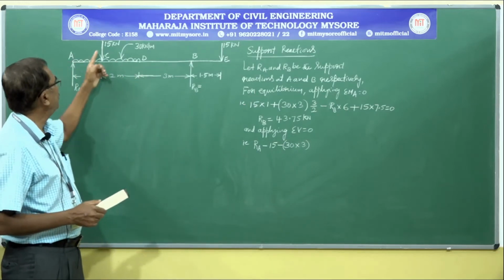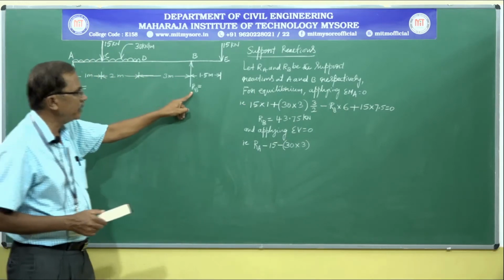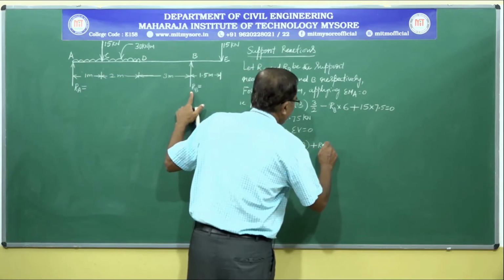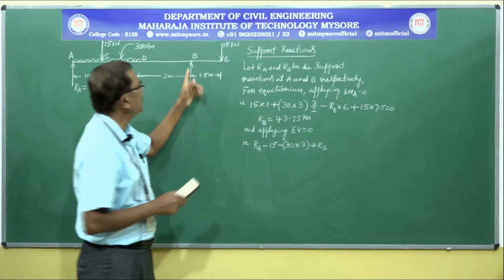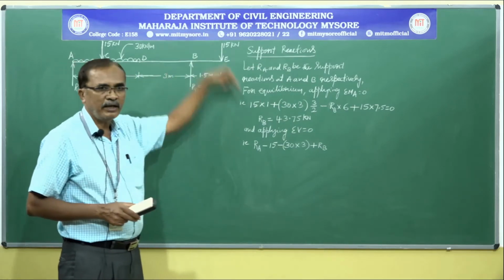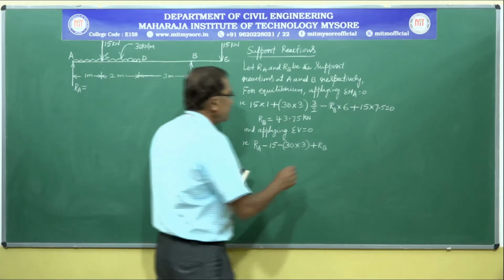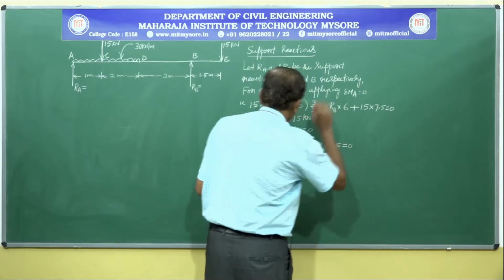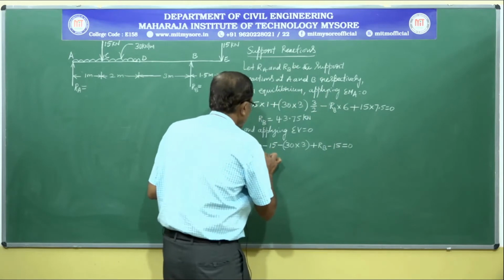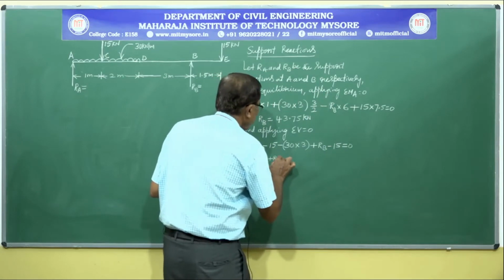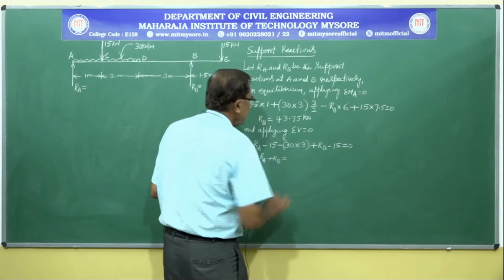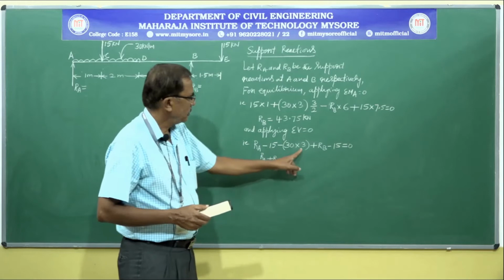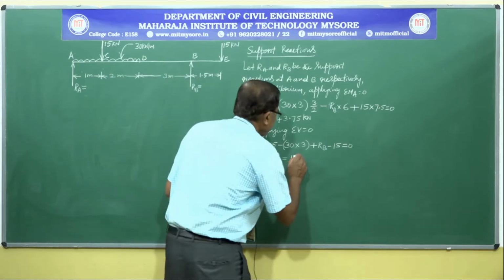Next, after this point load and UDL, next it is RB acting in the upward direction, plus RB. Lastly, at point E, a point load acting in the downward direction, it is negative, minus 15, that is equal to 0. So RA plus RB is equal to 120.